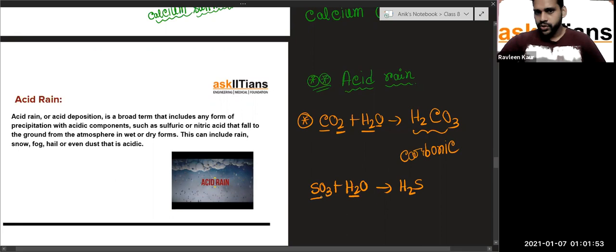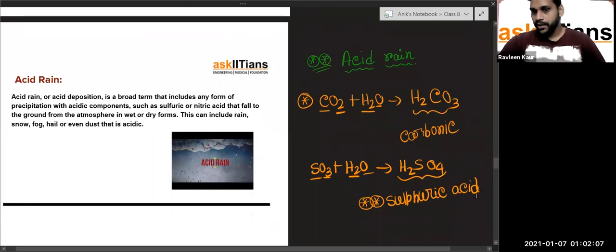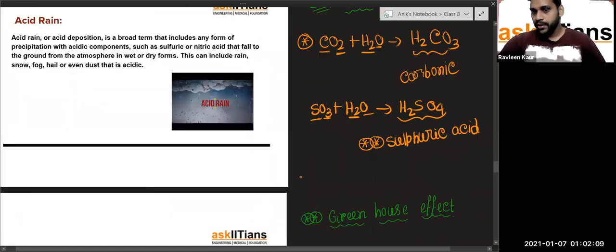We call it nitric acid, right? No, we call it sulfuric acid, right? This is not nitric acid. This is sulfuric acid. So what is nitric acid then? When HNO3 is getting formed.